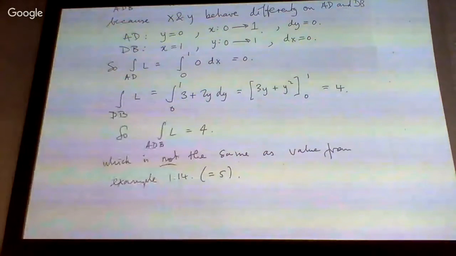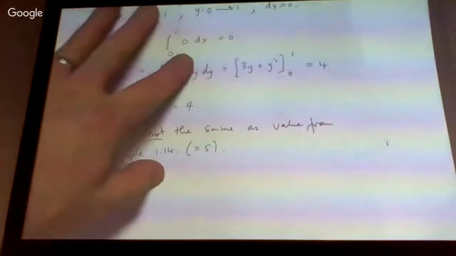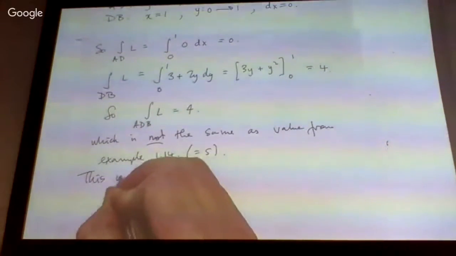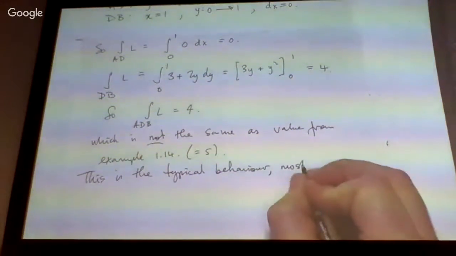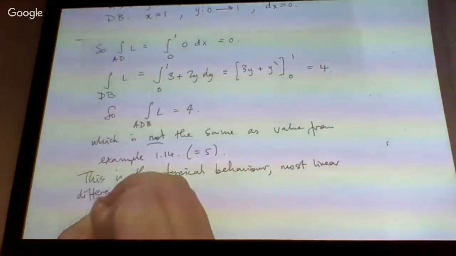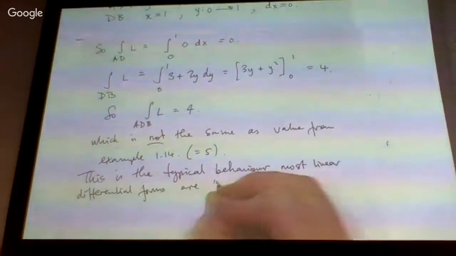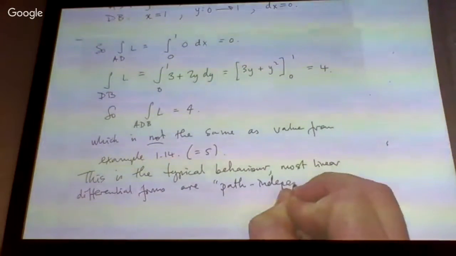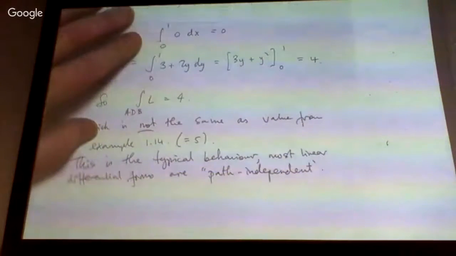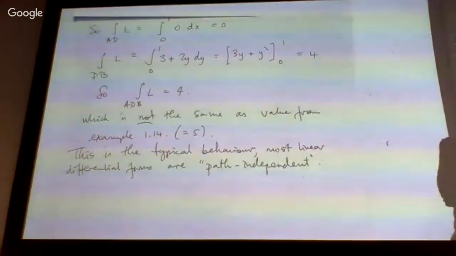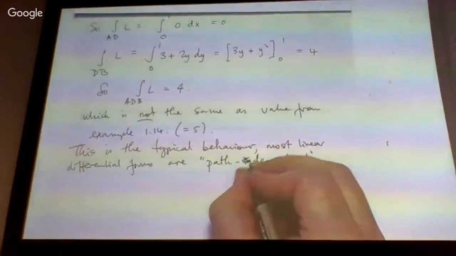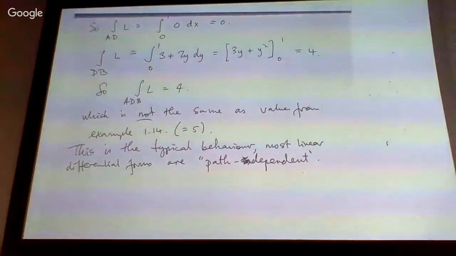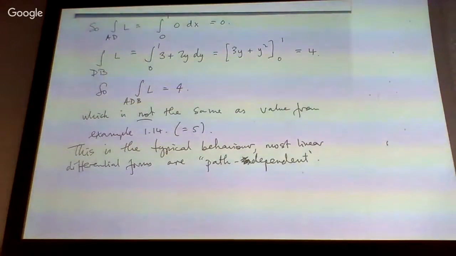The action of the integral is to sum up the contribution of the linear differential form at all the points along the curve. So the fact we're moving through different points means it's not that surprising. This is the typical behavior. Most linear differential forms have this behavior, which is called path dependence. When integrating the linear differential form depends on the particular path chosen between the endpoints, that's called path dependent. So the integral depends on the path taken.